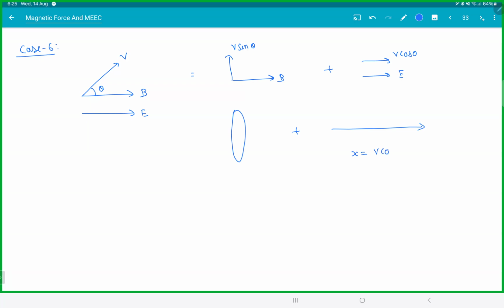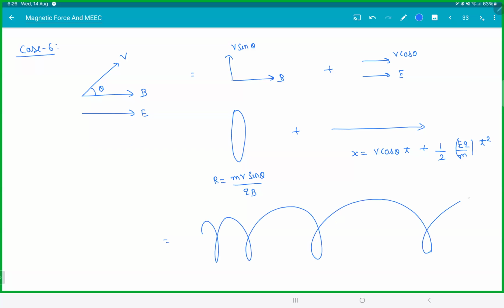This would be x is equal to V cos theta times t plus half acceleration, which is EQ by M, t square. This will go in a circle. R is equal to m v sine theta by qB. So you get a helix which is increasing pitch.